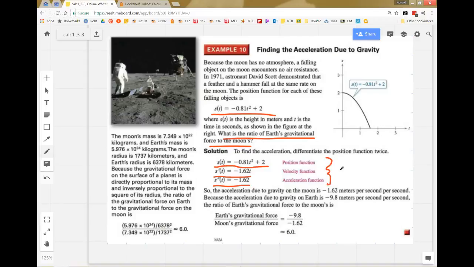This is important right here. When you've got a distance function, if you take the derivative, you will have the rate of change of the distance, which happens to be velocity. And if you take the rate of change of the velocity, then you will have the acceleration. And the derivative of negative 1.62 t is negative 1.62.